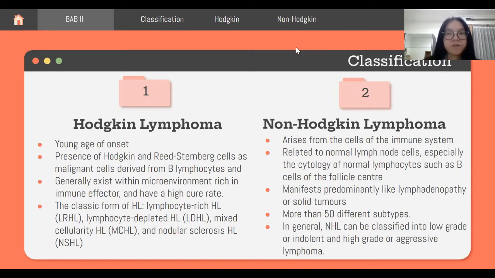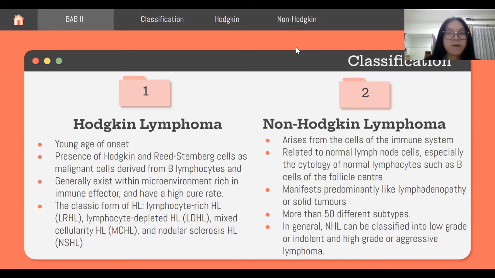Hodgkin lymphoma is a lymphoid neoplasm that occurs frequently in young adults and less in elderly. It has a bimodal distribution with a peak incidence in young adults as well as in patients over 50 years. Some characteristics of Hodgkin lymphoma are almost specific among human malignancies, such as young age of onset, rarity of the presence of Hodgkin and Reed-Sternberg cells as malignant cells, and a high cure rate.